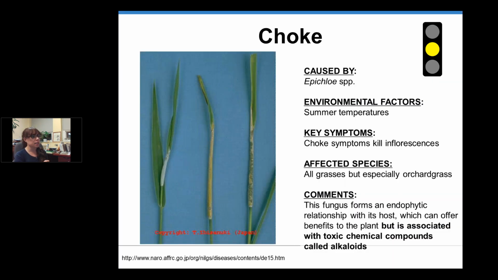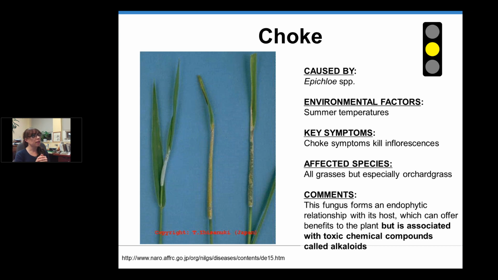Another disease to highlight is something called choke. Choke is caused by a variety of fungi that, depending on who you're talking to, under most circumstances can actually be quite beneficial for the plant because it lives in what's called an endophytic relationship. And so it lives inside the plant and it helps to fight off other fungi or other pathogens that might be trying to attack that plant.